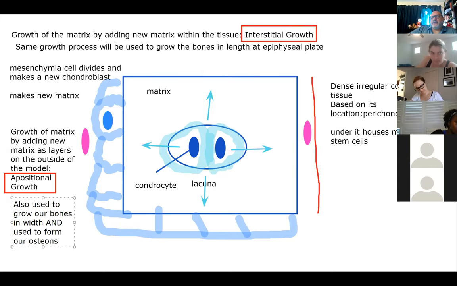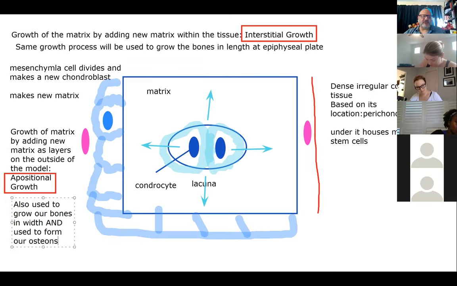Remind me again what an osteon is? Organizing structure, the entire structure. Absolutely. Organizing structure of what? Bone. Not just any bone, but organizing compact bone structure. Of compact bone. Exactly. So basically, this appositional growth is not only going to make our bones wider, but it's also how we make our compact bone. So again, two very important growth processes.